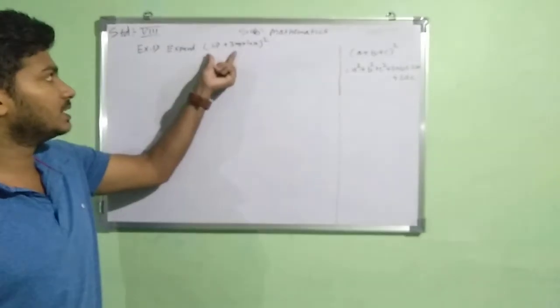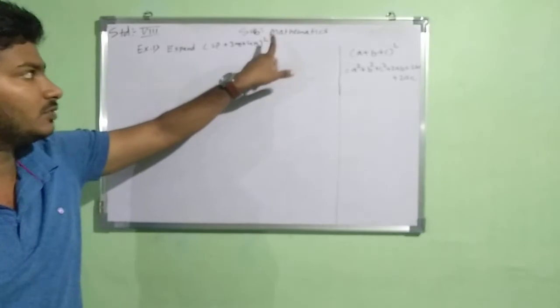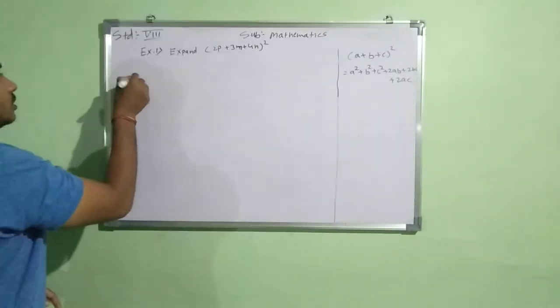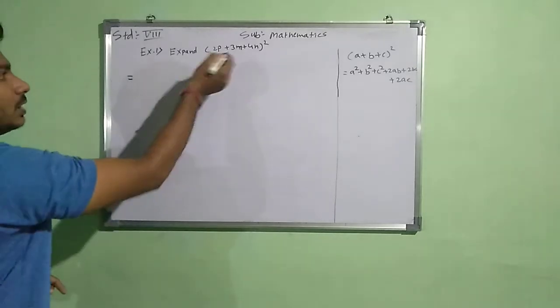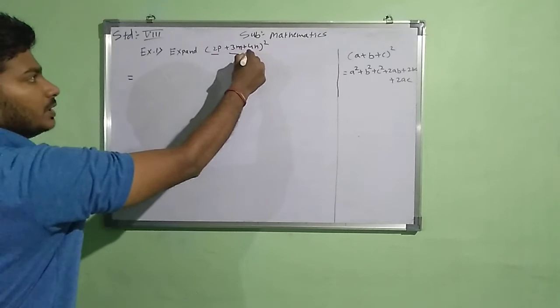So this is our second example. Expand (2p + 3m + 4n) whole square. Same, we have to compare with our formula, and that is how we have to solve. So if we compare with our formula, the value of a will be 2p, value of b will be 3m, and value of c will be 4n.